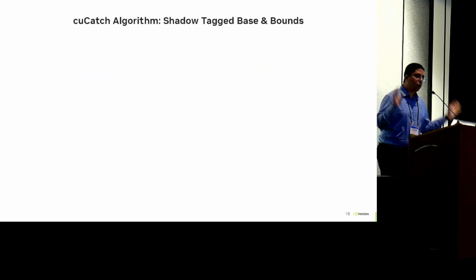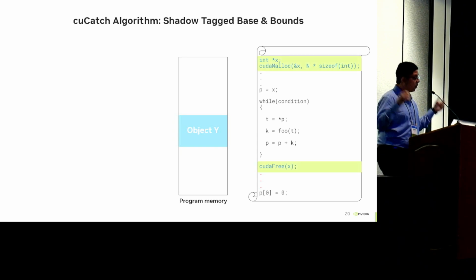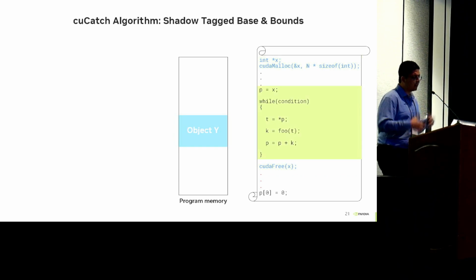Okay, so in order to better understand how cuCatch's algorithm, the shadow TBB, works in practice, let's walk through an example. On the slide right here, we have a simple CUDA program in which memory objects are allocated and freed using cudaMalloc and cudaFree, and are accessed within some while loop that runs on the device. We're also starting with a program view with just one existing object, Y, for simplicity.